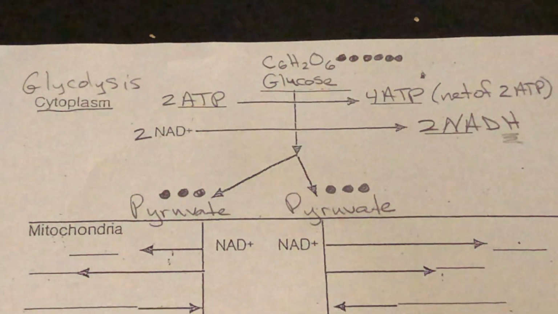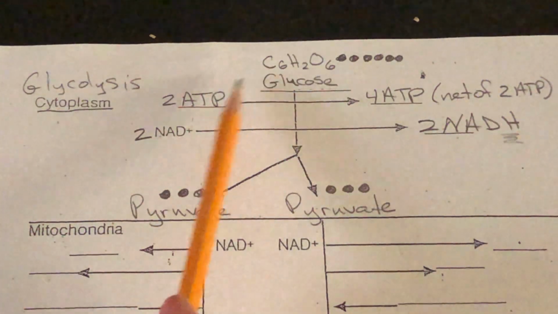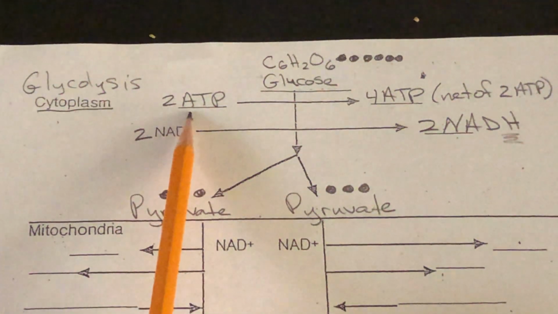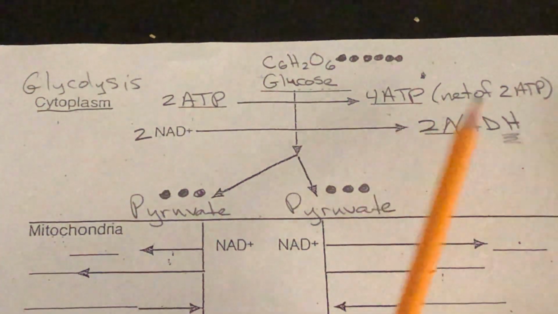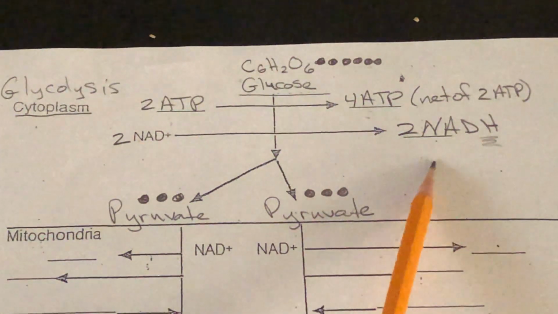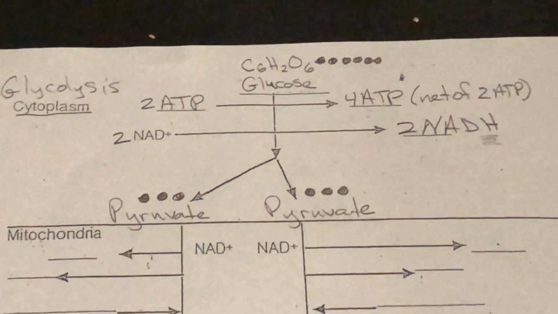So in glycolysis, which happens in all cells, in the cytoplasm, we start with glucose, 6 carbons. We're going to use 2 ATP. We're going to have 2 NAD come in. We're going to end up with 4 ATP, a net gain of 2, 2 NADH, which is a net gain of energy in the hydrogens with the electrons, and 2 pyruvates.